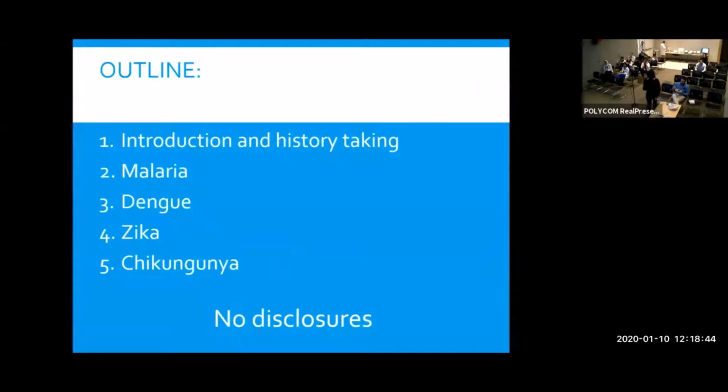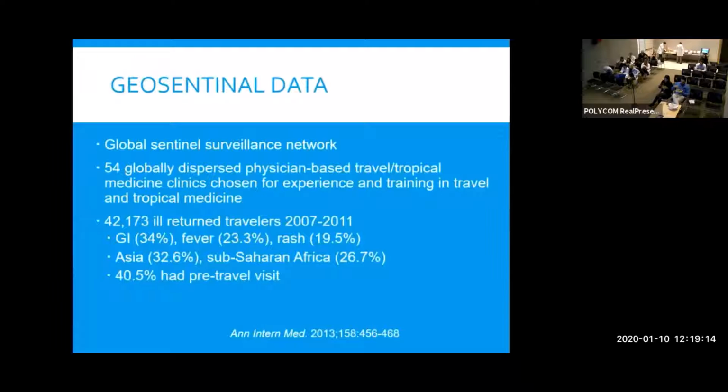I'm going to start with introduction and some history taking, which is in particular to travelers. And of all of the fever-causing infections that can happen in a returning traveler, there are so many of them, but I decided to focus on malaria, dengue, Zika, and chikungunya because those are the most prevalent ones besides diarrheal illnesses that don't necessarily cause fever. I have nothing to disclose.